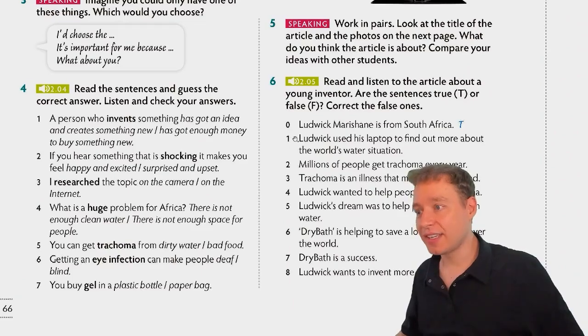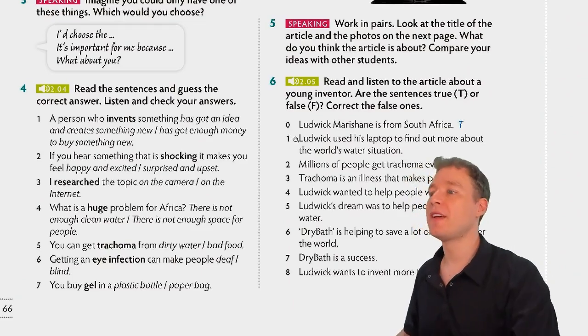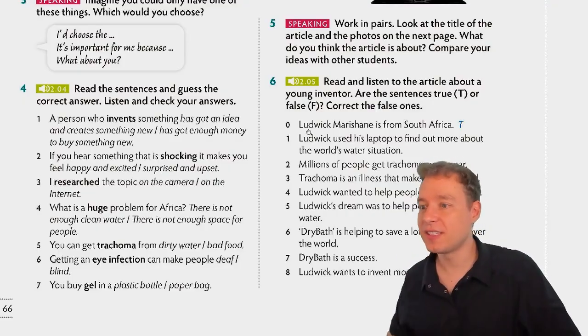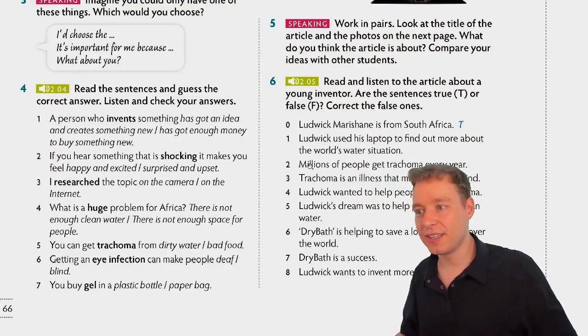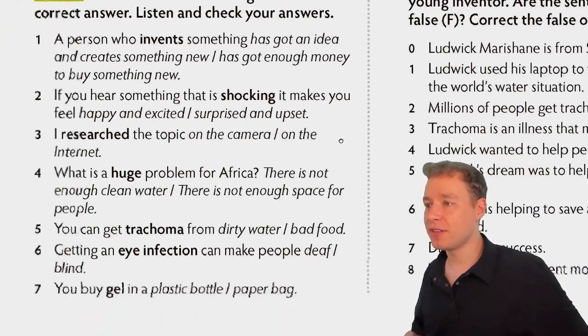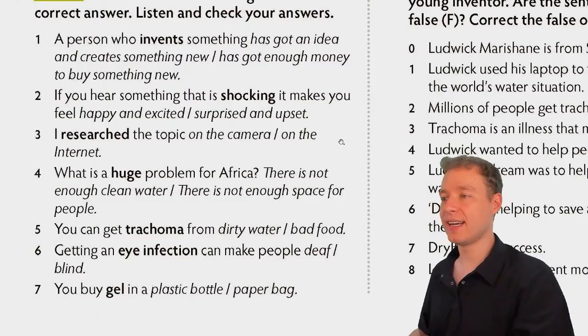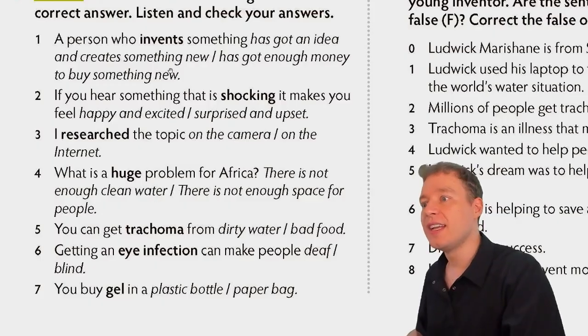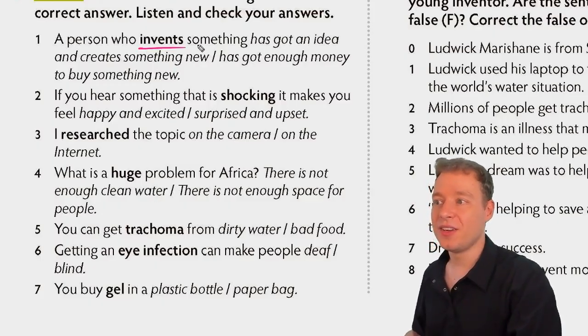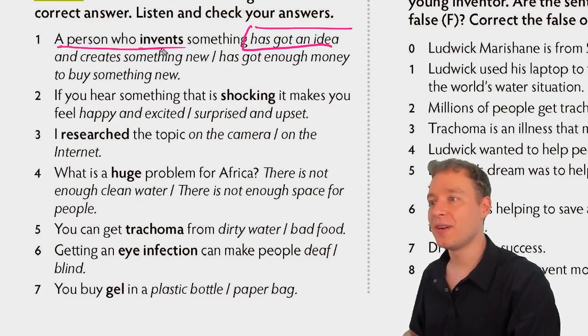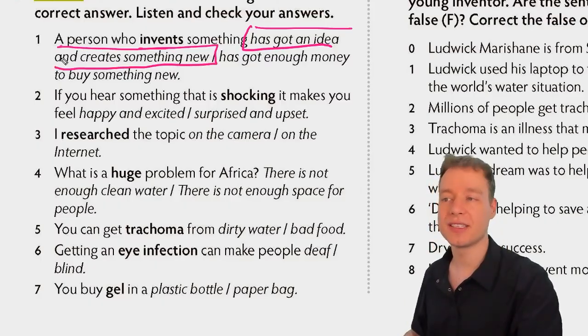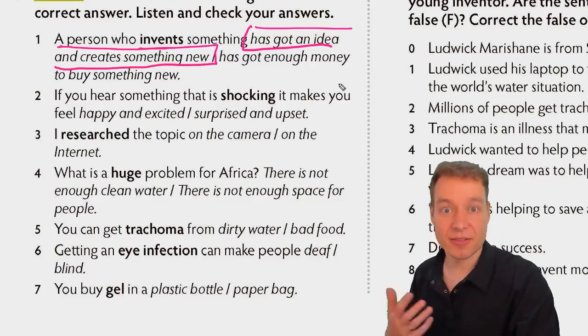Read the sentences and guess the correct answer. Listen and check. I want you to stop the video, do it yourself, then I will read it to you and we'll check. A person who invents something has got an idea and creates something new, 或者 has got enough money to buy something new. Invent. If you invent something, you create something new, has got an idea and creates something new. 他有一个主意，而且他造成一个新的东西。Invent means that.